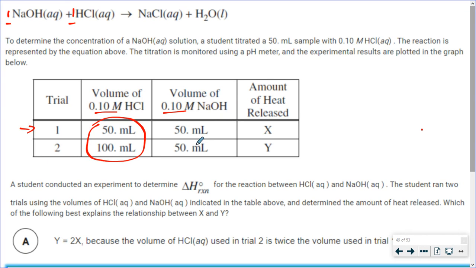Because I'm going to run out of sodium hydroxide, this is my limiting reactant. It won't matter how much HCl you add. So X and Y are actually going to be equal to each other, the amount of heat released, because the same amount of reaction is occurring. There might be more HCl available to react, but there's not any NaOH available to react with it either.